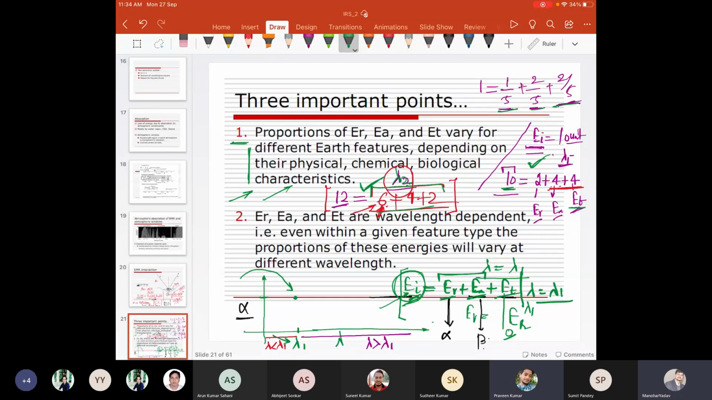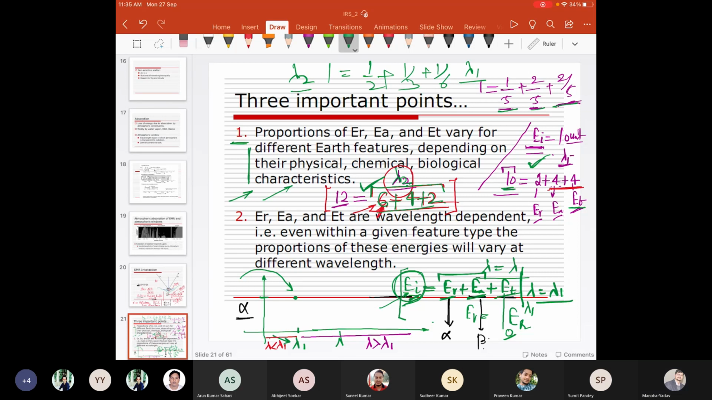Correct? So now just see, in the second case, it is 6 plus 4 plus 2. Now what will be the proportion in this case? 1 is equal to 1 by 2 plus 4 by 12, so we can write it as 1 by 3 plus 1 by 6. Now just see, at lambda 1, the division is a fifth part, 2 by 5, 2 by 5, but at lambda 2, the energy is divided into a half, a third part, and a sixth part.